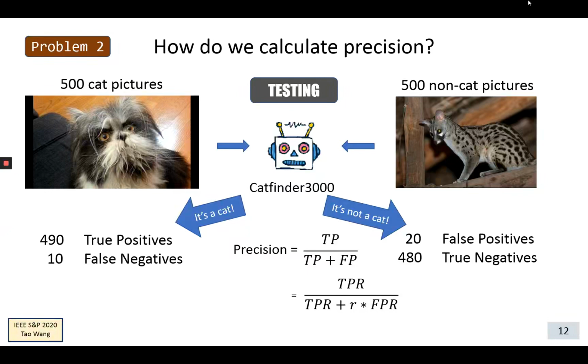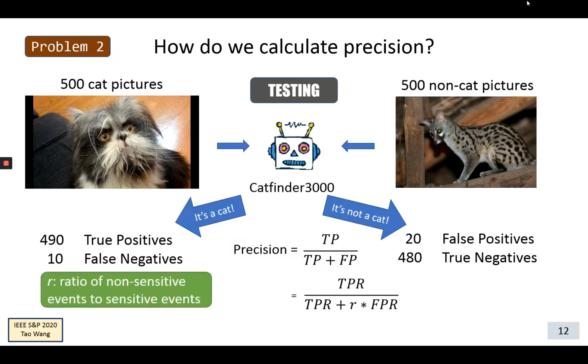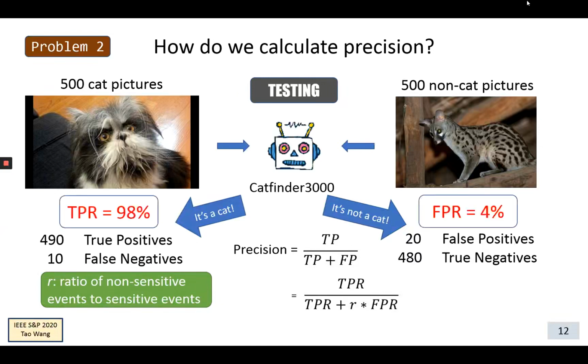If you use the rates, then you also need to multiply a factor to the false positives. We call it the R factor, and that is the ratio of non-sensitive events to sensitive events. Now, if, for example, in a real data set, there are 100 non-cat pictures for every cat picture, then R is equal to 100. And if you plug in those rates, then you'll get a precision of 20%, which is a far cry from the 96% we got earlier. This is quite low precision.